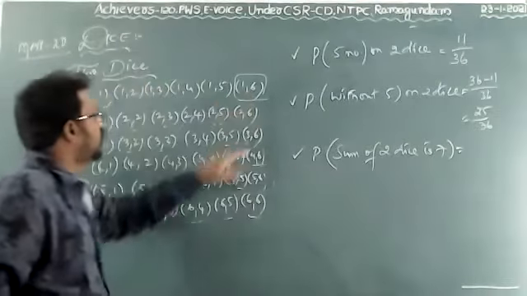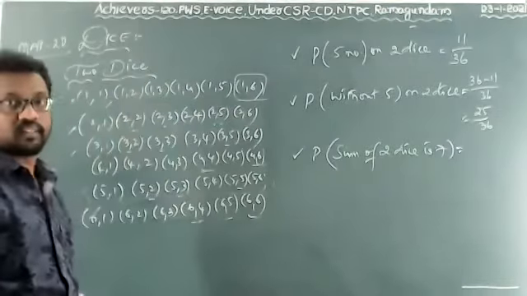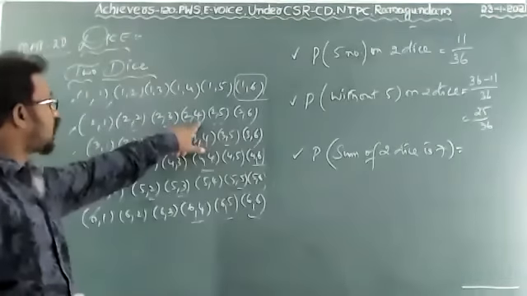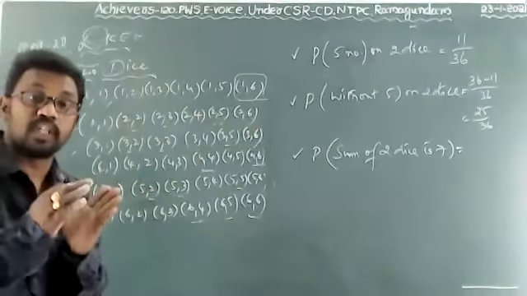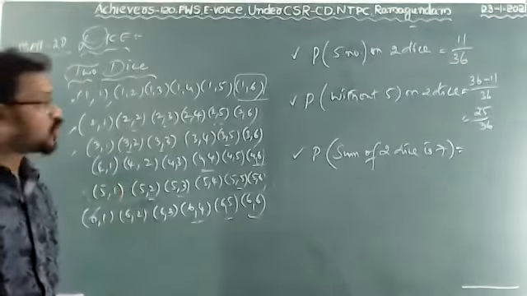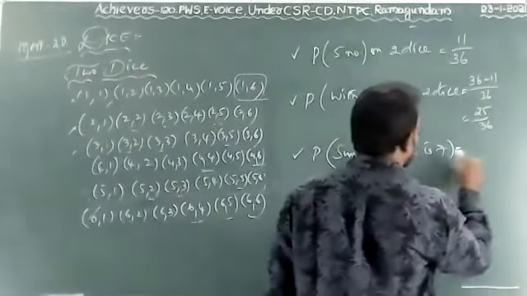1, 2, 3, 4, 5, 6. You can't see, I think so, more than. Yes, here it is, 2, 4, 6. Here 2, 6, 8. Whenever you add the two dice, it should get 7. It should get 7.